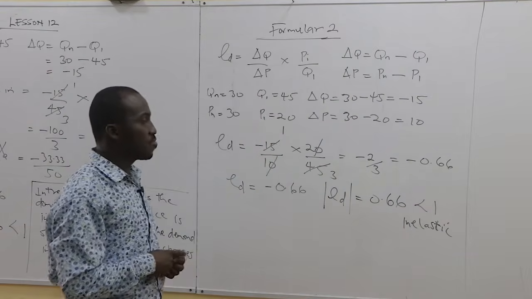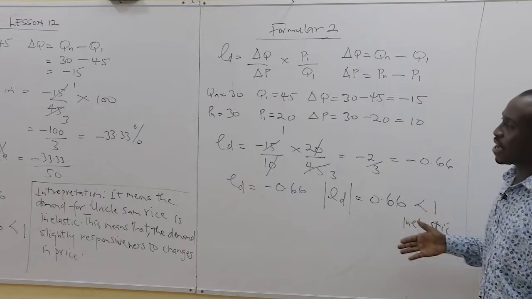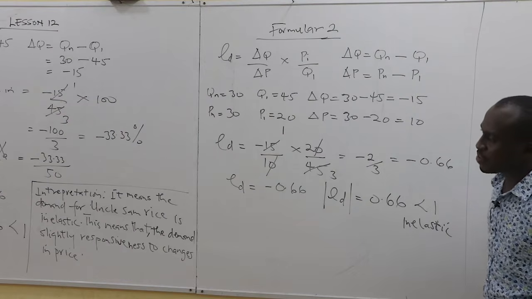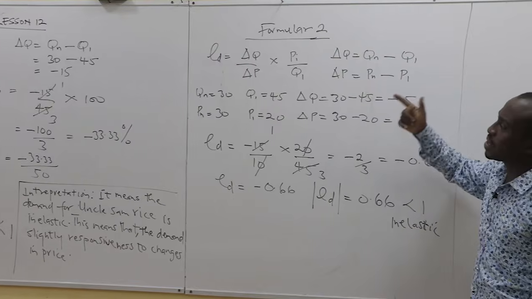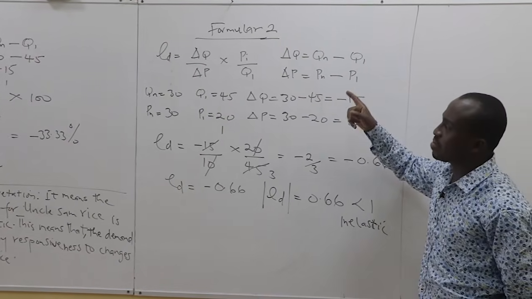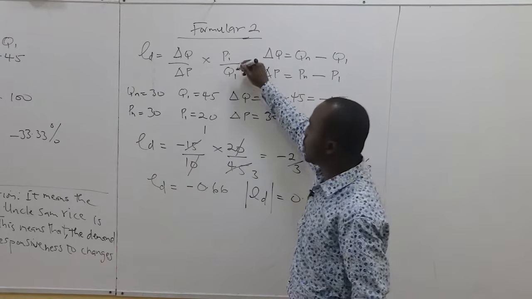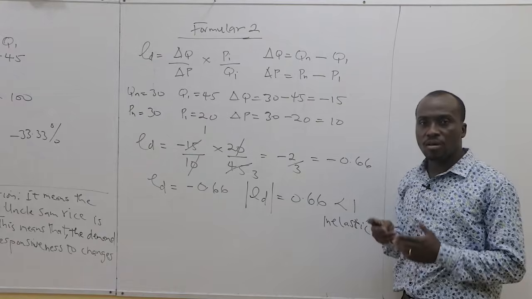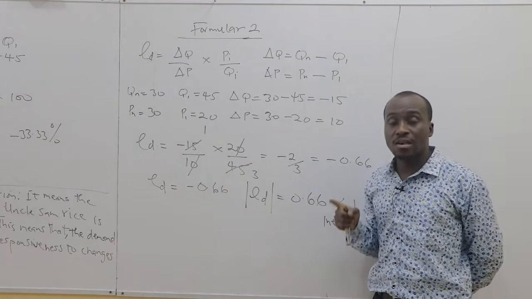So what are we able to understand? We understand that with the point elasticity, whether you use the first formula, the percentage change in quantity demanded divided by the percentage change in price, or use this formula, price elasticity is equal to change in quantity demanded over change in price times the initial price over the initial quantity demanded, whichever formula you use, you end up getting the same answer. And let me also stress that anytime you calculate price elasticity of demand, you're supposed to get a negative answer. If you don't get it, it's wrong.